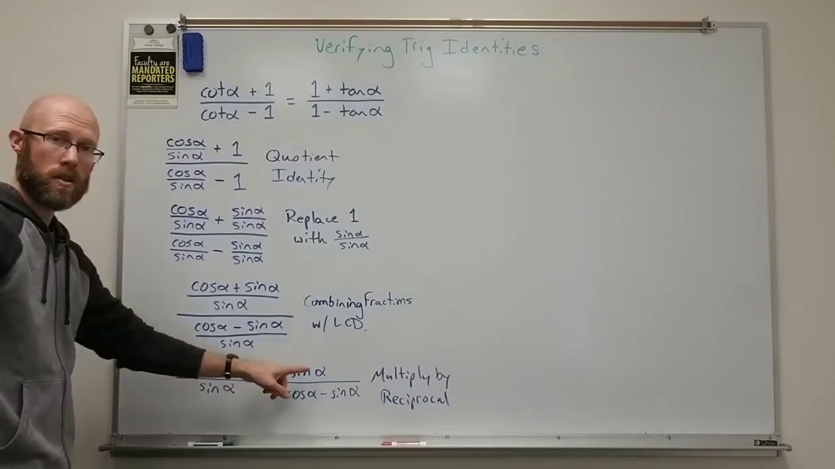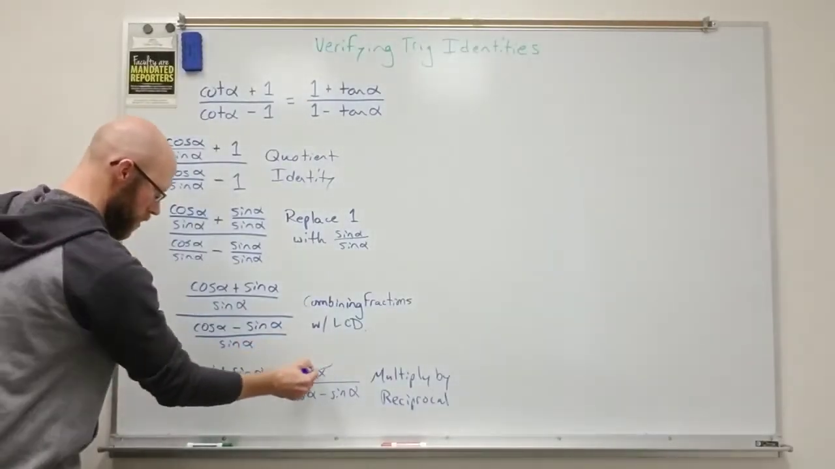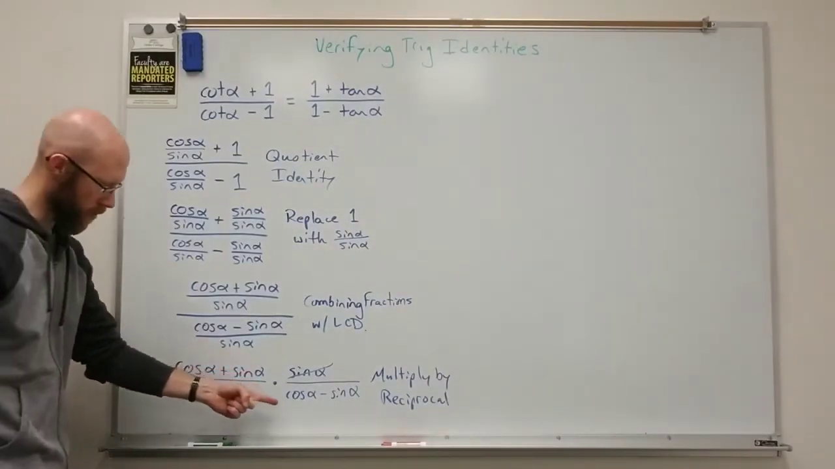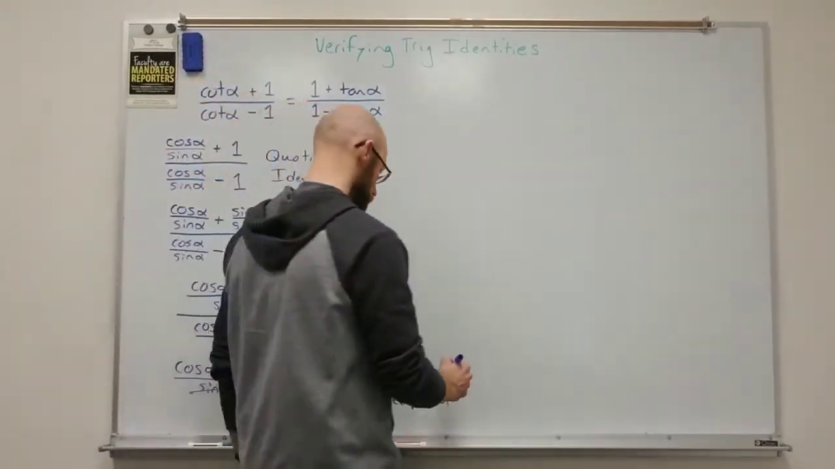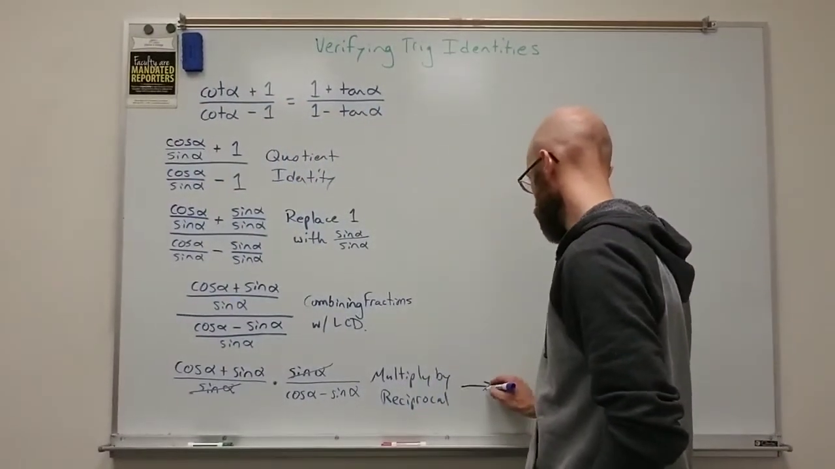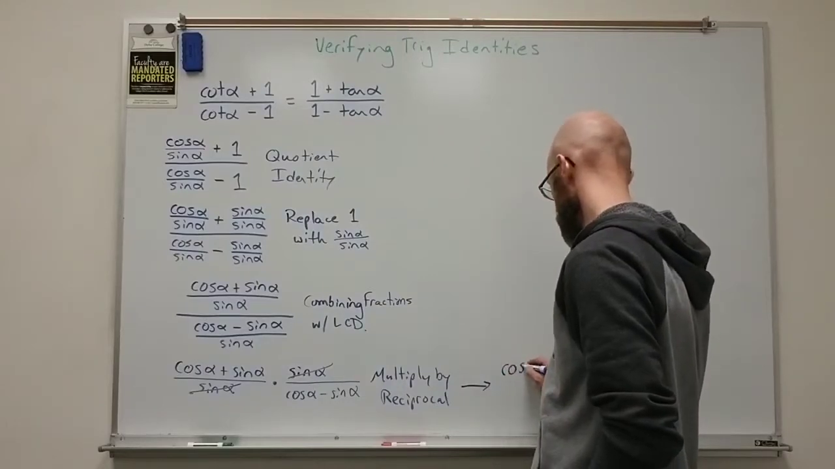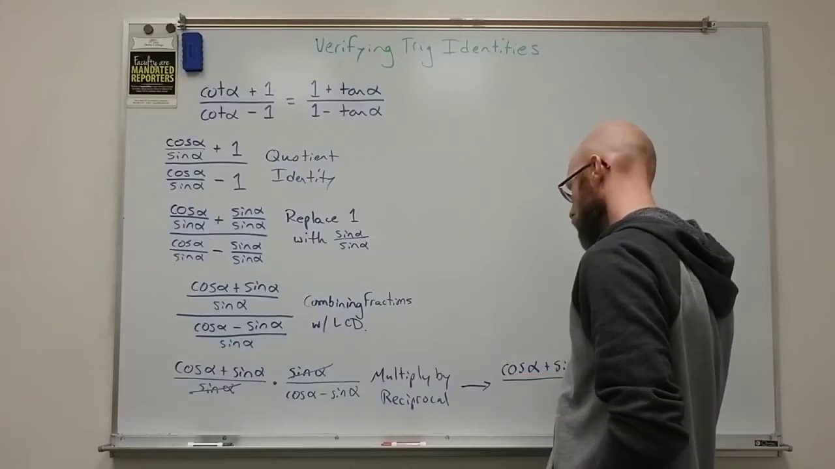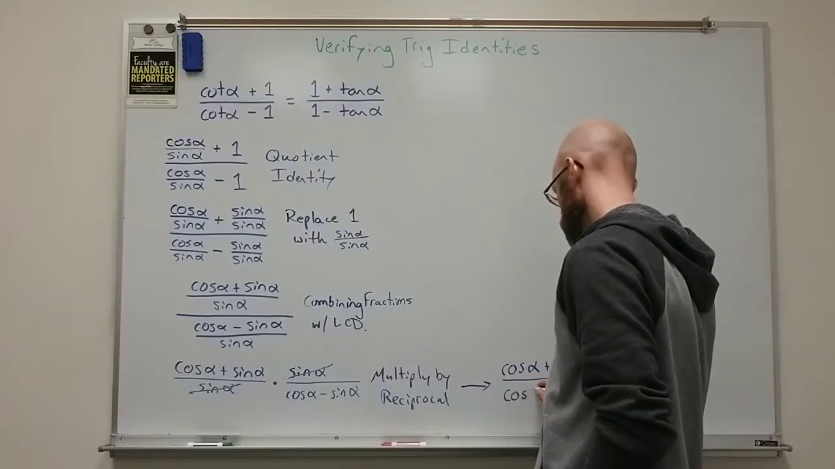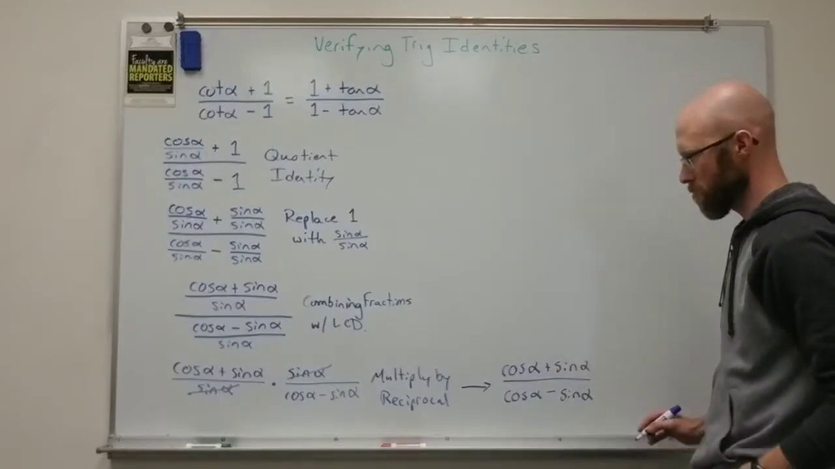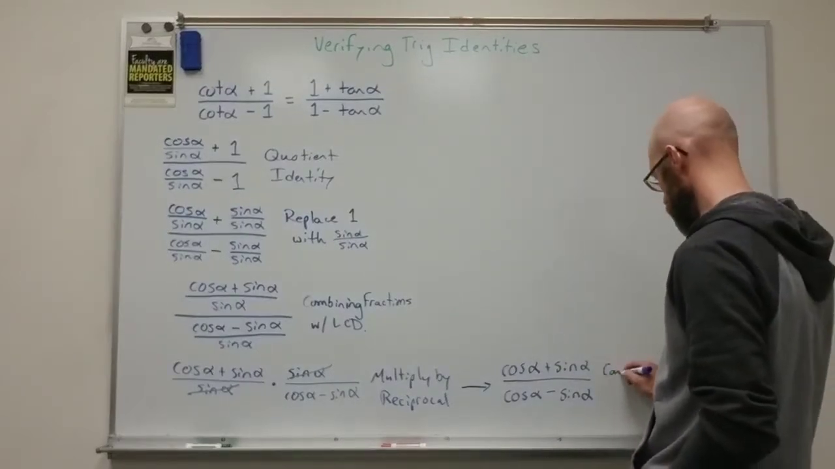Okay, so now I notice that my sines cancel out, and I'm left simply with cosine alpha plus sine alpha over cosine minus sine. Okay, so I'll write that out. Let's go over to the right here. Cosine alpha plus sine alpha over cosine alpha minus sine alpha. And that's just by canceling common factors.